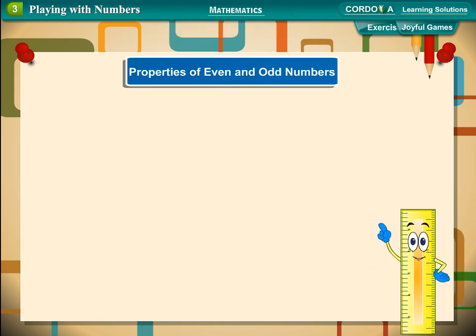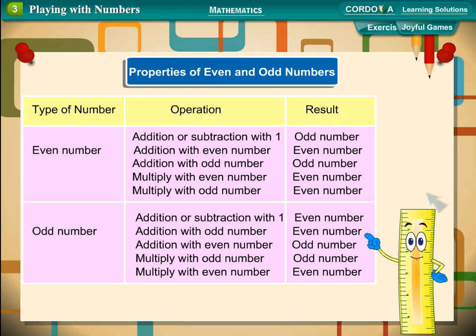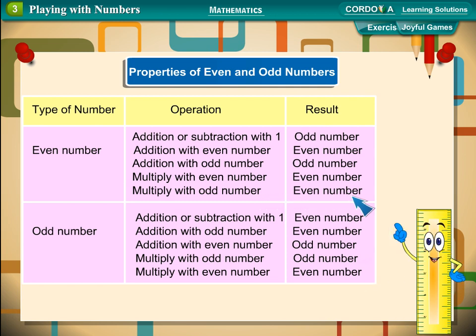Properties of even and odd numbers. Type of number, operation, result. Even number, addition or subtraction with 1. Odd number, addition with even number, addition with odd number, multiply with even number, multiply with odd number, even number.